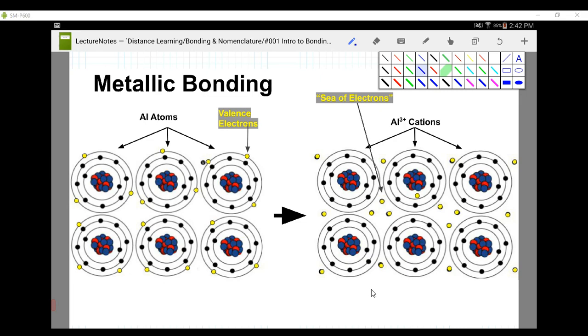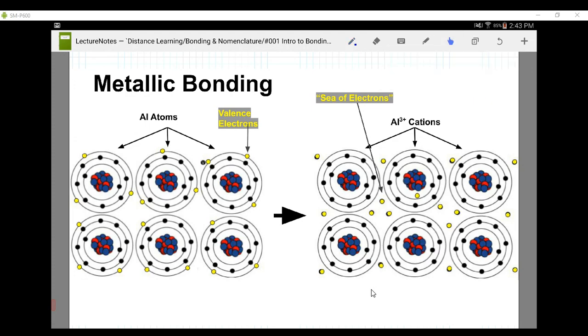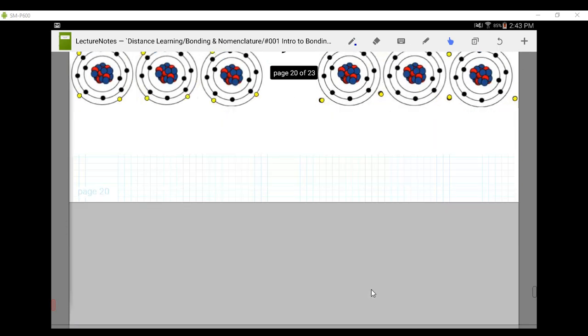Now, compared to our other two compounds, this makes some really unique properties because unlike ionic bonding, we don't have a really strong attraction of individual ions locking everything in place. And unlike covalent bonding, we don't have these unique and individual molecules that are loosely connected to each other. We have a whole third different type of compound.